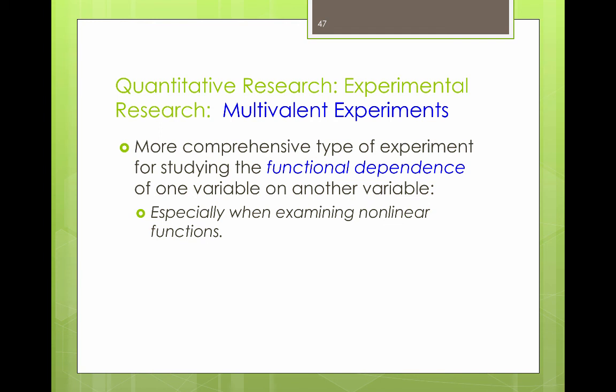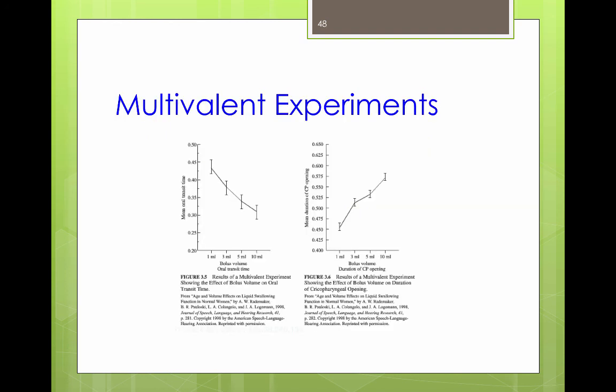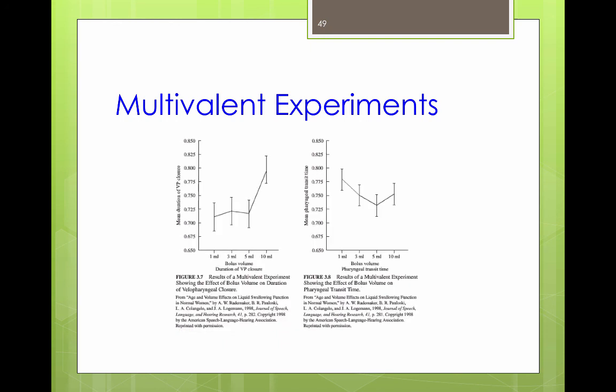So with a multivalent experiment, we again have one independent variable, but different levels of it, different values of it. For example, in these figures, you have the independent variable again on the x-axis, and you are looking at 4 values of it, not just 2, on one dependent variable. Again, 4 values of an independent variable on one dependent variable.